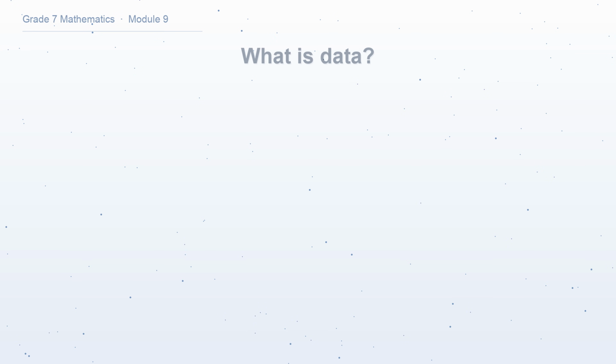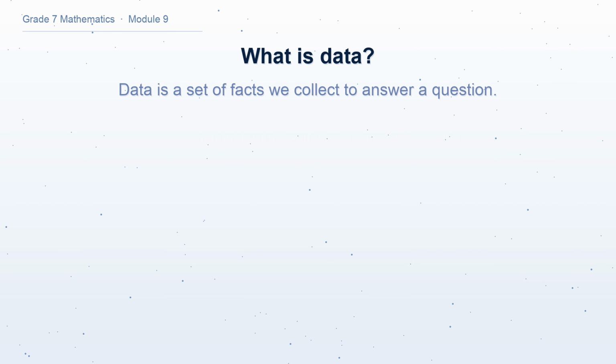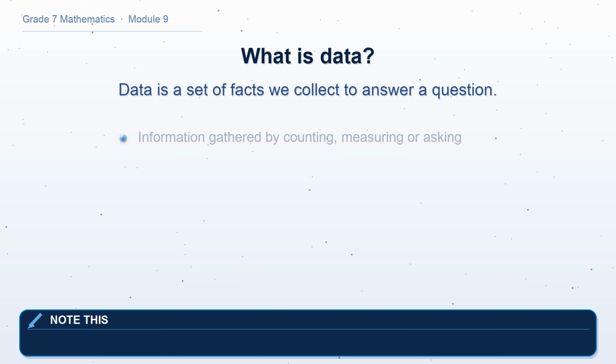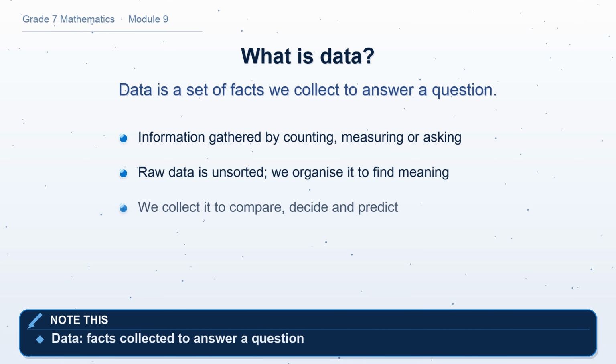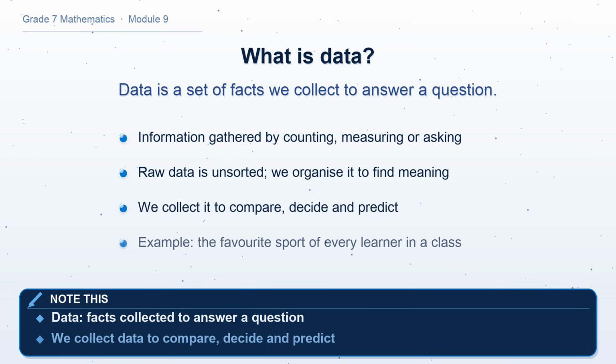Data is a set of facts we collect to answer a question. We gather it by counting, by measuring, or by asking people. When data first arrives, it is raw and unsorted, so our job is to organize it until a pattern appears. We collect data to compare things, to make decisions, and to predict what might happen next. Think of asking every learner in your class for their favorite sport. Those answers are your data, and they are waiting to be sorted.